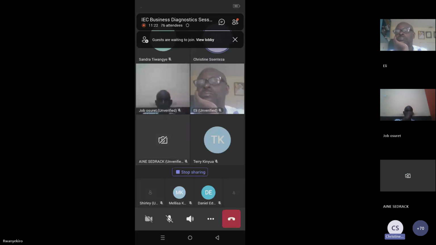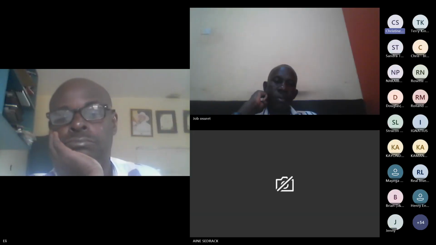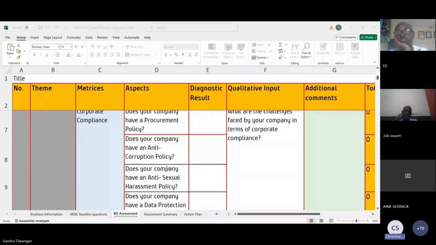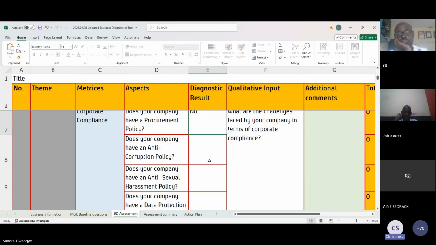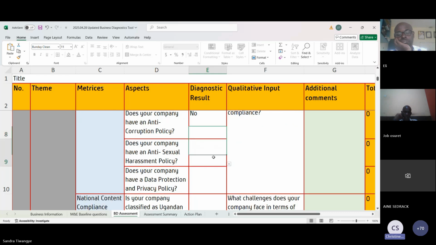And let's return to our business diagnostics tool to look at another aspect of compliance, which is corporate compliance. Here, we are very clear, asking and wanting to know whether you have a procurement policy in place. If yes, no, our dummy company has no procurement policy. It also has no anti-corruption policy. Similar to that, it also doesn't have an anti-sexual harassment policy, and it has no data protection policy.